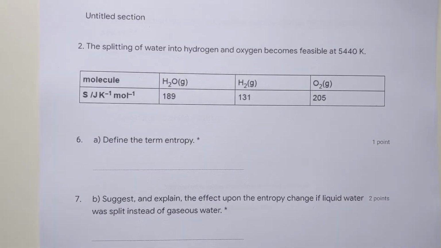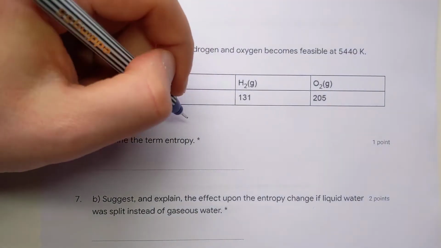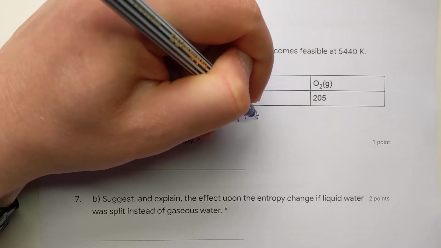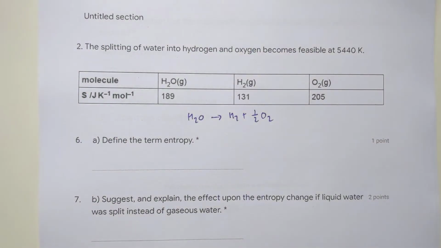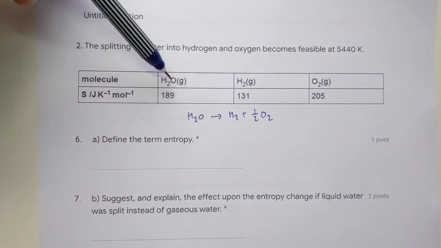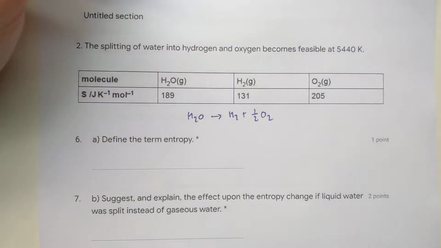Next question is asking about the splitting of water into hydrogen and oxygen, so putting that into an equation, it'd be H2O going into H2 plus half O2. So that's the direction it's describing. We're given entropy values for all the things in that equation, so the entropy value for water, well basically steam, and then for hydrogen and oxygen.